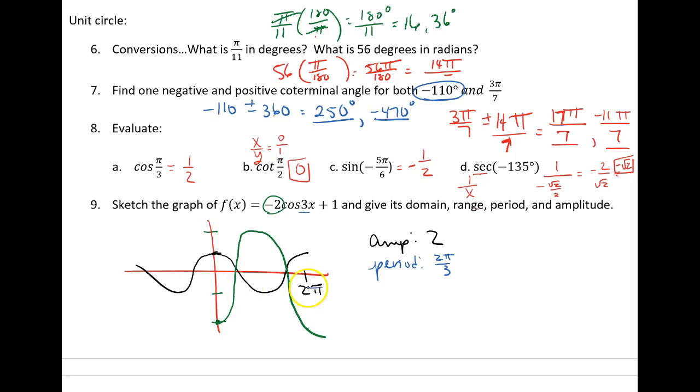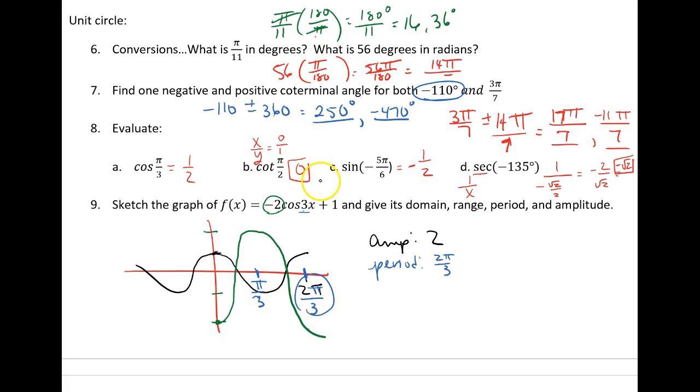Now, to make things easier, I like to just change my scale. It's going to look like that, but now it stops at 2 pi over 3. So I would just change my scale. This is now 2 pi over 3. Halfway would be pi over 3, and that's how I would label my picture.